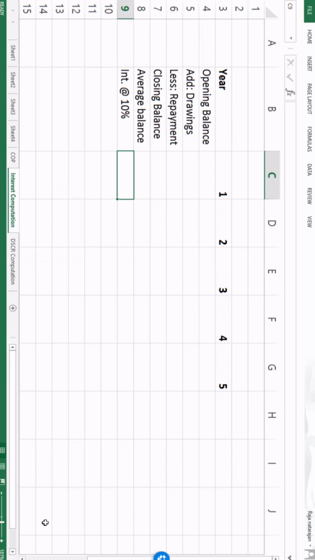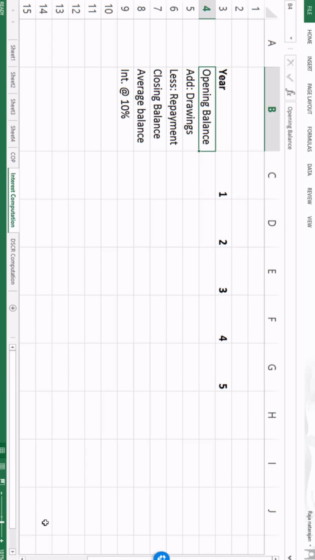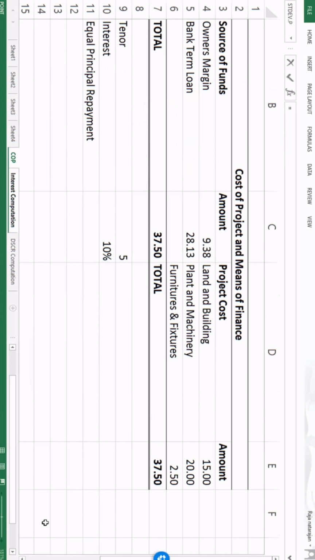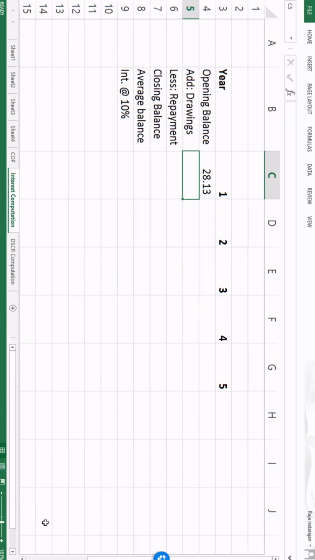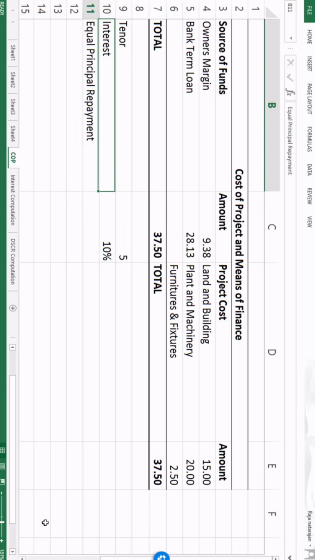I'm going to make use of this table. Here we have a small structure by year, year 1, 2, 3, 4, 5, then particulars are available: opening balance, add drawings, less repayment, closing balance. So what is going to be the opening balance? That is the loan that is taken, which is 28.13. Assuming it was drawn in the beginning of the year, there are no additional drawings, and this got to be repaid in 5 equal installments. That is the understanding we have, right?